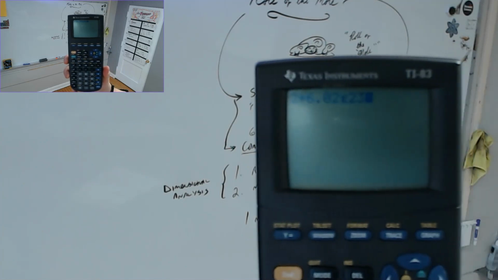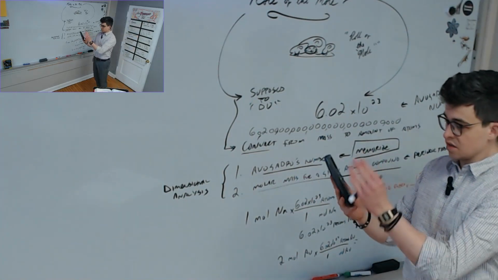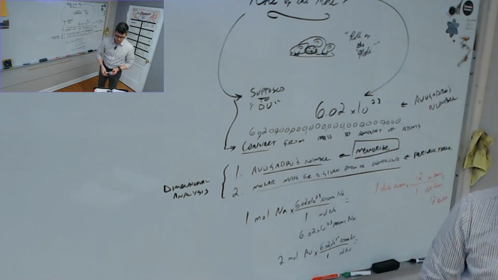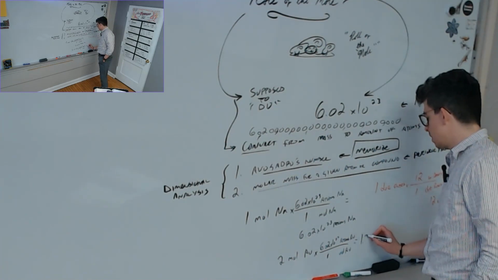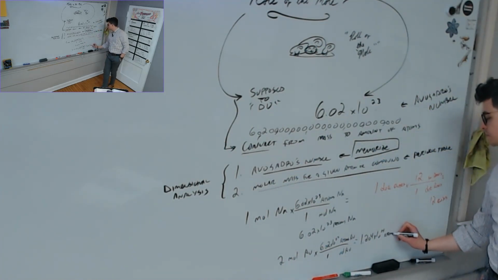The capital letter E. Don't use lowercase e. That's Euler's number. That will not work for this. The capital letter E on these kinds of calculators means times 10 to the. And that ends up being, my answer is 1.204 times 10 to the 24th atoms of gold.